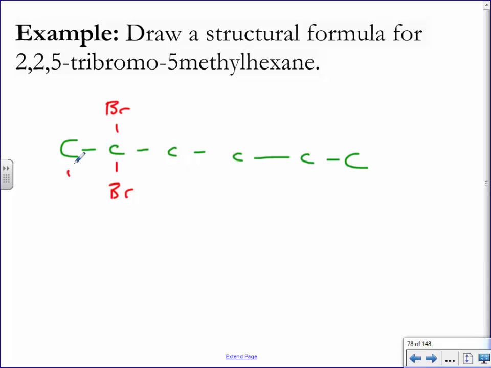And then, that's 1, 2, 3, 4. On the 5, we need another bromine. And on the 5, you also need a methyl group. I'll just draw like that to save some space. Okay. This is a 2,2,5-tribromo 5-methylhexane.